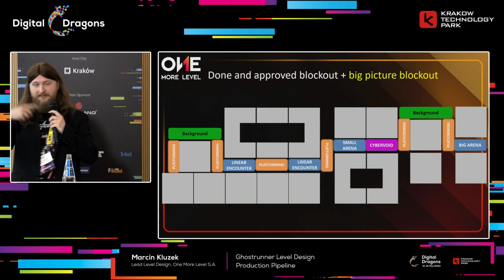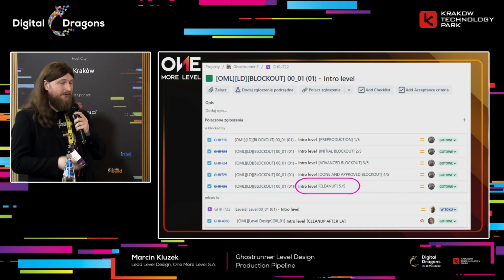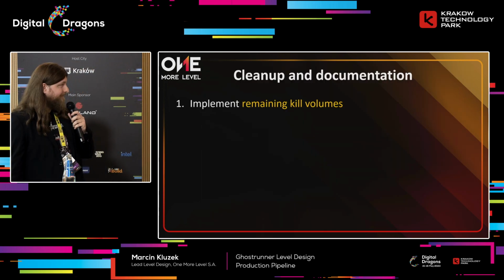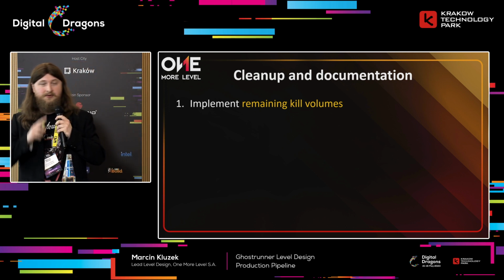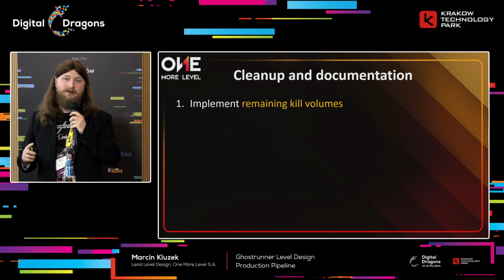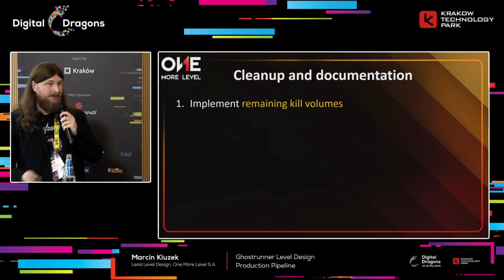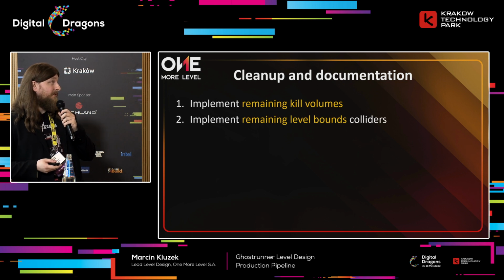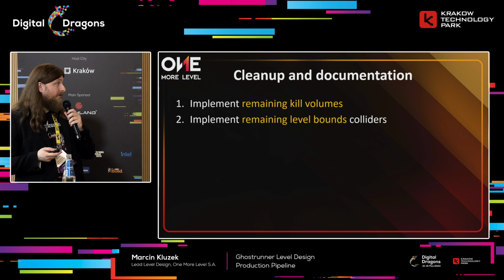That's what we have right now. We have all the sections done, right? This 100%. Now let's do the cleanup section. So we implement at this point the remaining kill volumes because QA will find all the places where there is none, right? So the player goes through the floor or whatever. We implement the remaining bound colliders, right? It should be done right now. So the player doesn't go out of bounds.